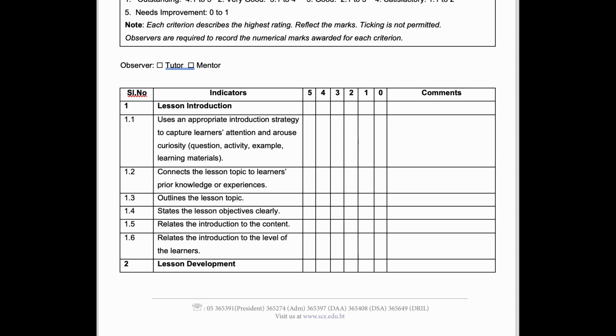Please also observe whether the introduction is related to the actual content of the lesson and whether it is appropriate to the learner's level. A good introduction is neither too simple nor too complex. It is suitable to the learner's developmental stage and understanding.